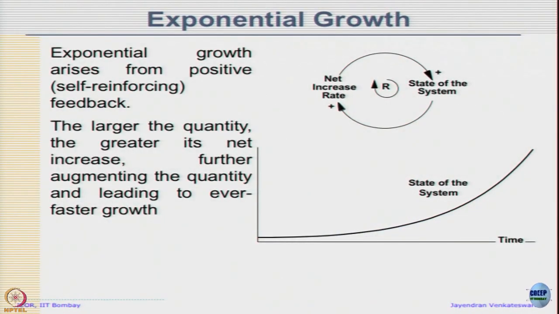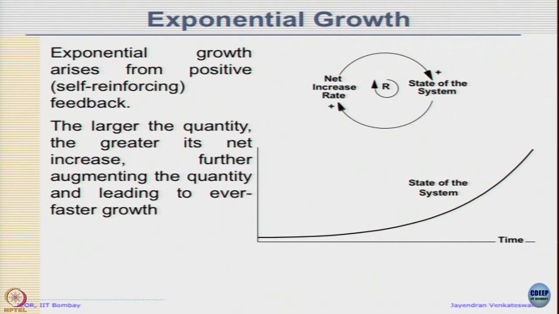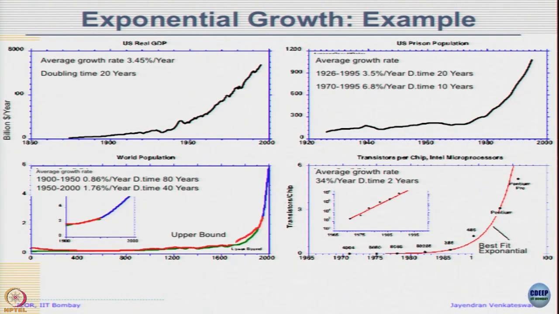If you plot the state of the system, you will get an exponential increase. It is common in many scenarios. For example, if you are modeling the US GDP, the average growth rate is 3.45% per year and the doubling time is 20 years. The US prison population, again as I told, if you draw the correlation it will be high, but that does not mean anything. Or world population, transistors per chip, or many other behaviors of biological systems that you may see in papers. All it means is there is an underlying positive reinforcing feedback loop, where the net change affects the state of the system, which affects the net increase rate in a positive fashion, resulting in exponential growth. So, if we see such behavior, we have to discuss where that loop is occurring.